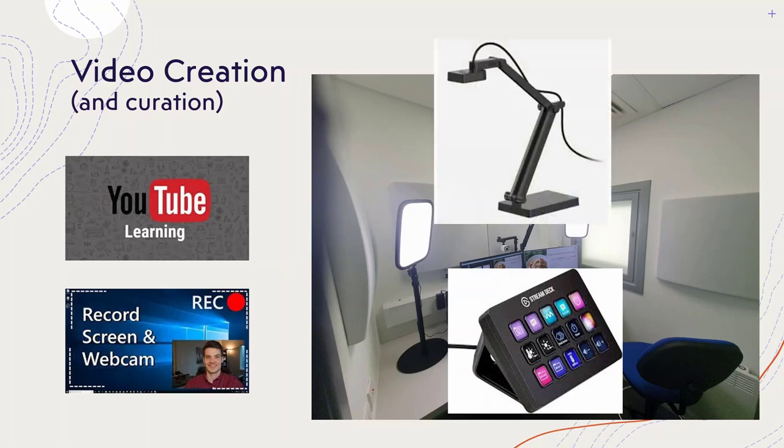Another piece of equipment that's not in this picture that's extremely useful for quickly and simply recording is a document camera. A lot of lecturers like to just write on the blackboard or on the whiteboard. Well, we can do that on paper. Just have a camera looking down at a piece of paper and we can spontaneously create learning materials like that.